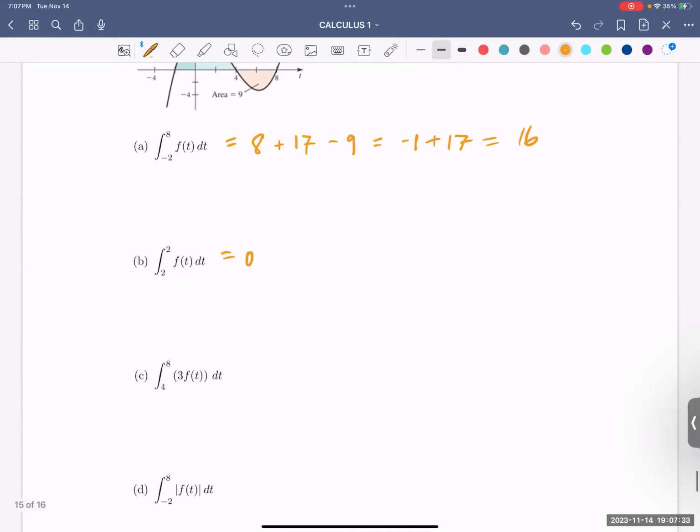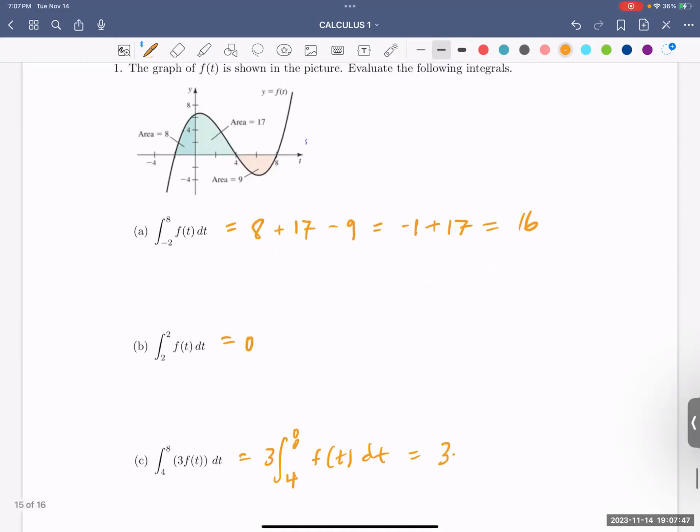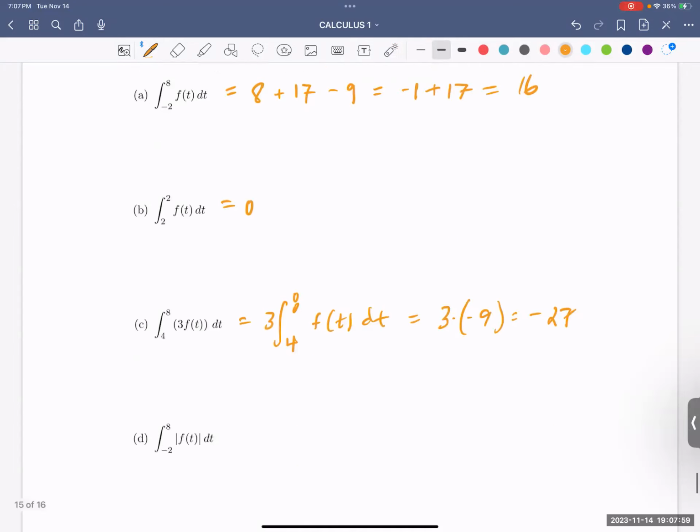4 to 8, so this is 3 times the integral from 4 to 8 of the function dt. So that's going to be 3 times, and then the area from 4 to 8. 4 to 8, it's going to be negative 9. So our area is negative 27.